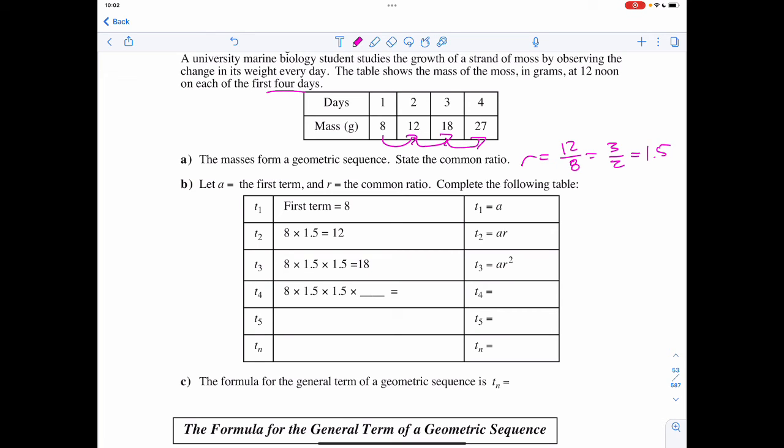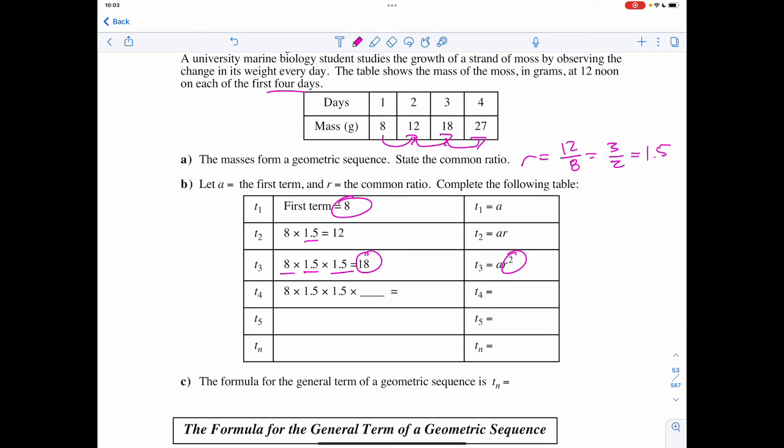Now, my first term is just 8. How did I get to my second term? I multiplied it by 1.5 to get 12. How did I get to the third term from the first term? I multiplied it by 1.5 to get term 2, and then again by 1.5 to get term 3, which means that I'm going to multiply it by that common ratio twice, or r squared.